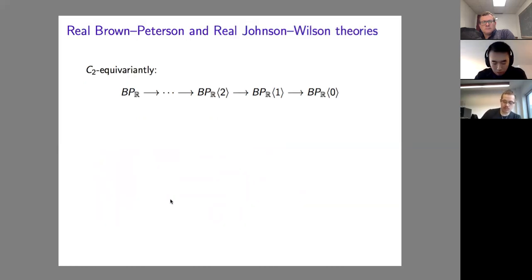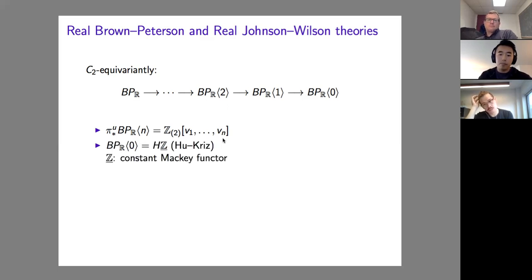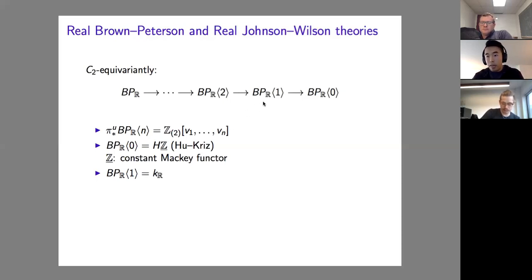Okay, so the whole story can be lifted C2 equivariantly if we replace BP by BPR. C2 equivariantly, there's an analogous tower you can make by quotienting out equivariant generators of BPR. At each stage, you have BPR⟨n⟩, and the underlying homotopy group of BPR⟨n⟩ is the same as the homotopy group of BP⟨n⟩, a polynomial ring on the first n of the v_n's. BPR⟨0⟩, the bottom piece of this tower, is the Eilenberg-MacLane object associated to the constant Mackey functor HZ, and this is proven by Hu and Kriz. And the second stage, BPR⟨1⟩, is the connective Atiyah's real K theory, little kr.